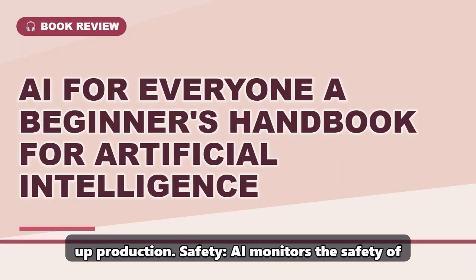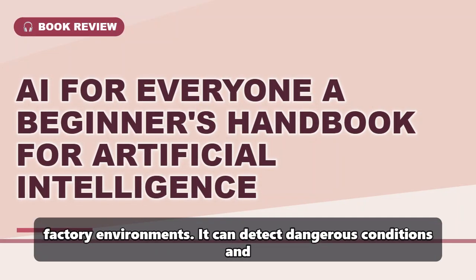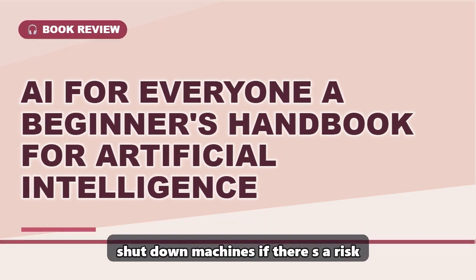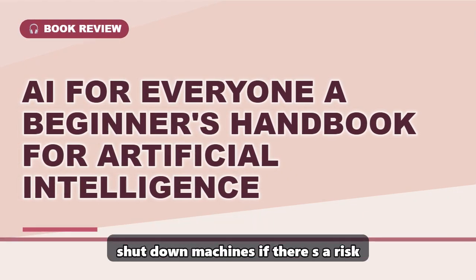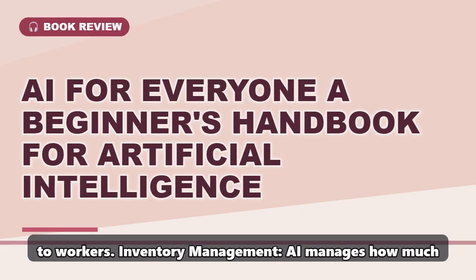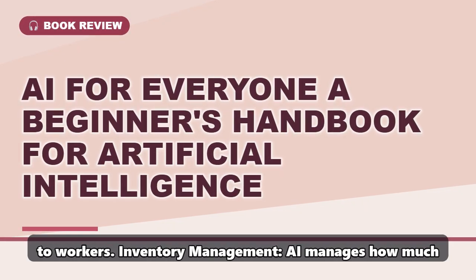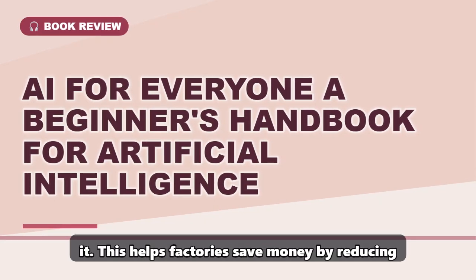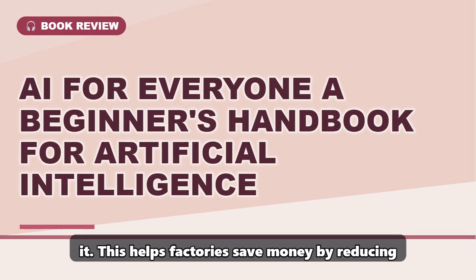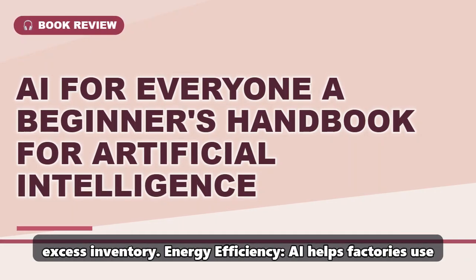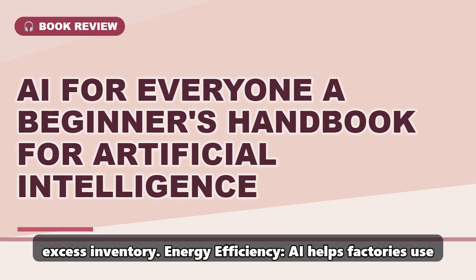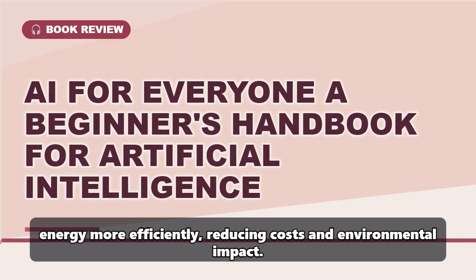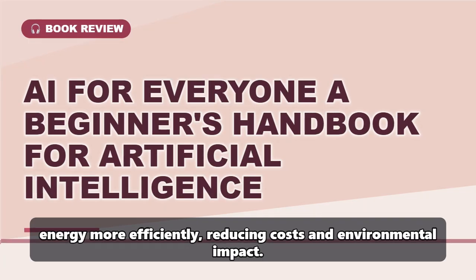Safety. AI monitors the safety of factory environments. It can detect dangerous conditions and shut down machines if there is a risk to workers. Inventory management. AI manages how much raw material is needed and when to order it. This helps factories save money by reducing excess inventory. Energy efficiency. AI helps factories use energy more efficiently, reducing costs and environmental impact.